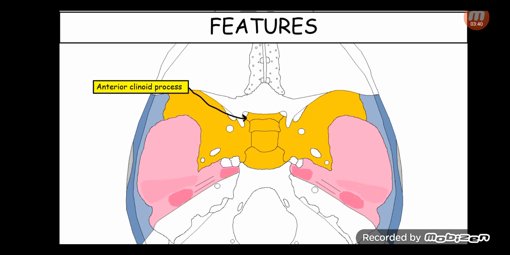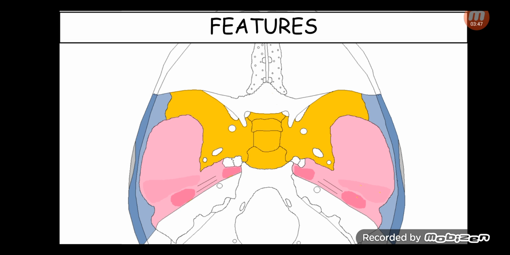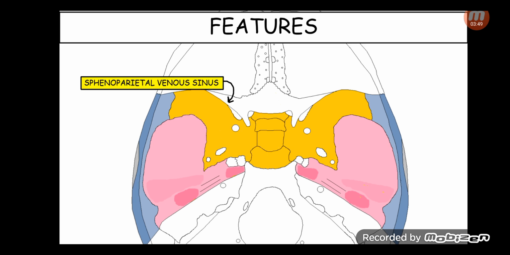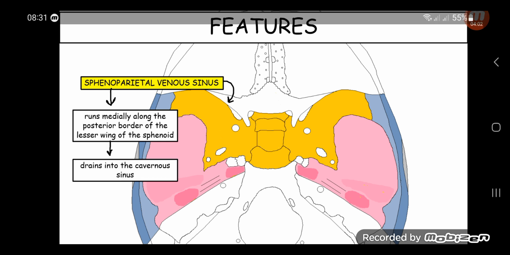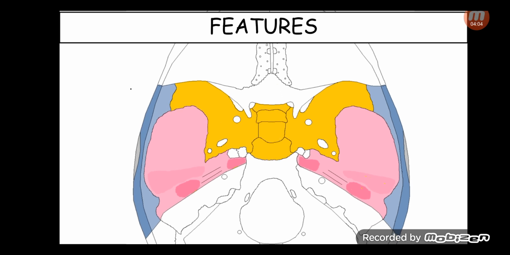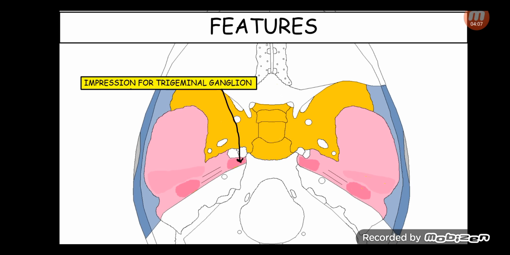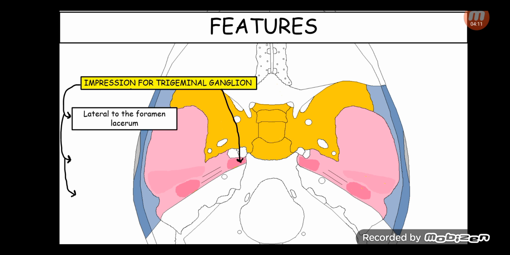The first feature we are going to talk about is the anterior clinoid process. It gives attachment to the free margin of the tentorium cerebelli. Then we have the sphenoparietal venous sinus that is located just below the lesser wing. It runs medially along the posterior border of the lesser wing of the sphenoid, and it then drains into the cavernous sinus.